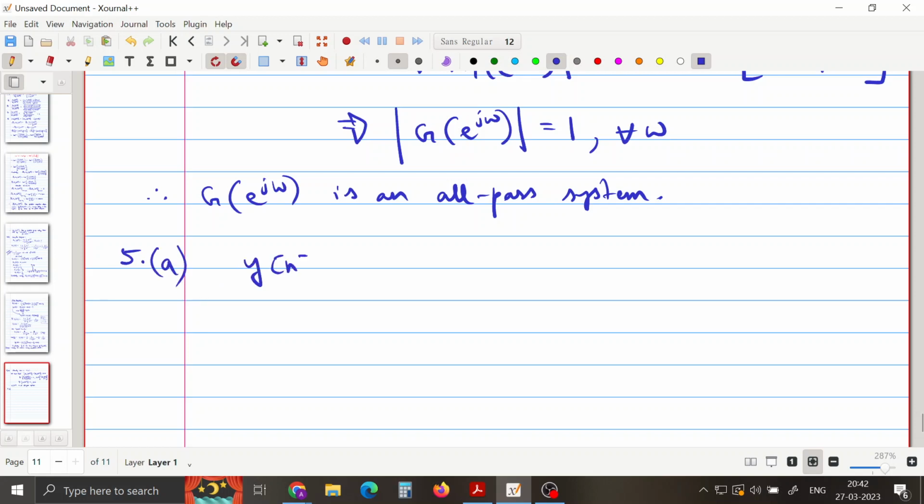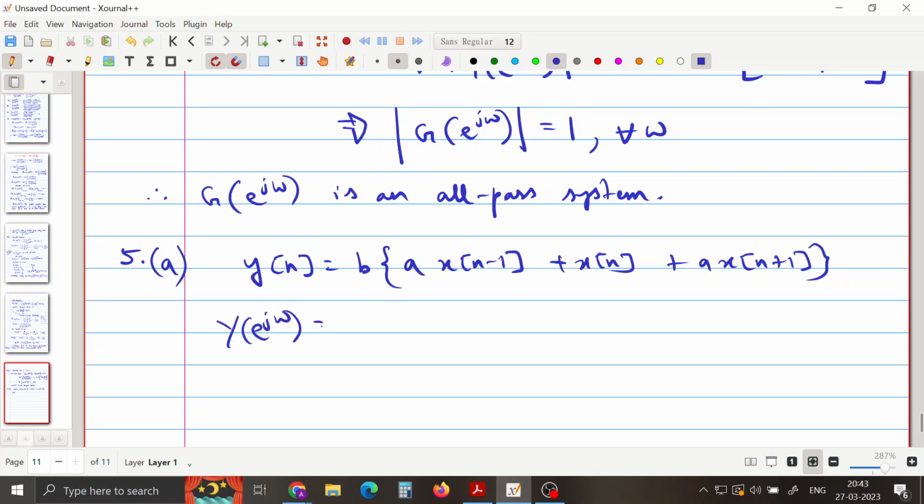So y of n is given by a times x of n minus 1 plus x of n plus a times x of n plus 1. Okay, and if you take DTFT on both sides, you get a times, and remember, it involves a delay. So in the frequency domain you will have exponential multiplication e power minus j omega. Okay, and the remaining is e power j omega.